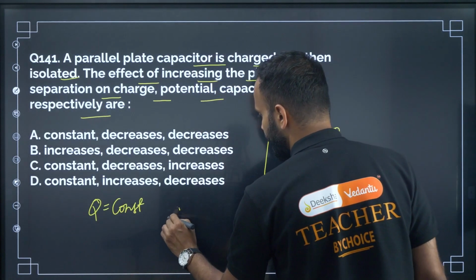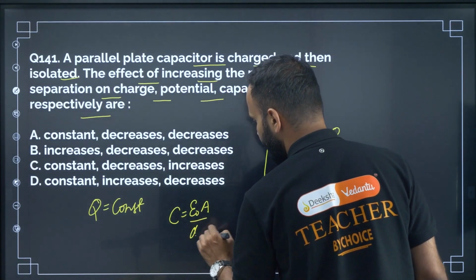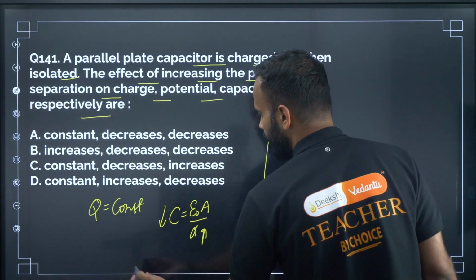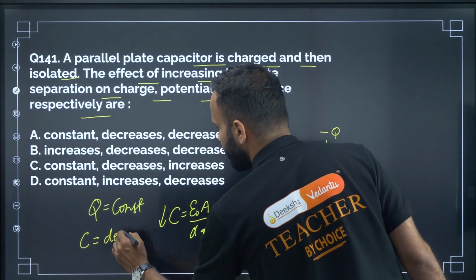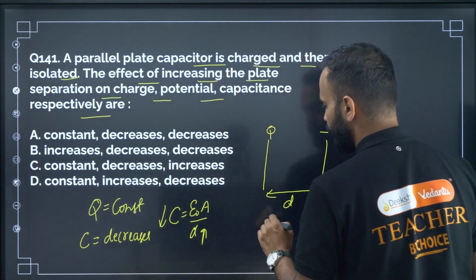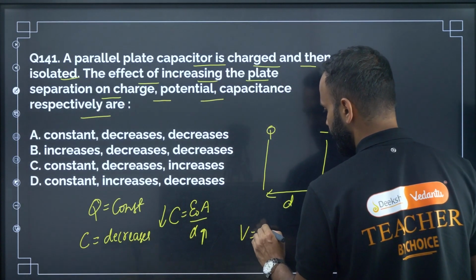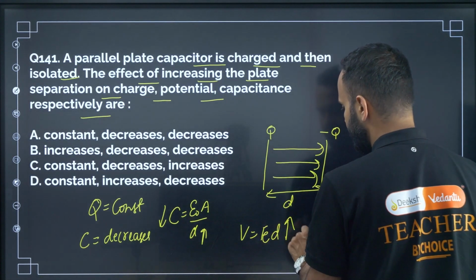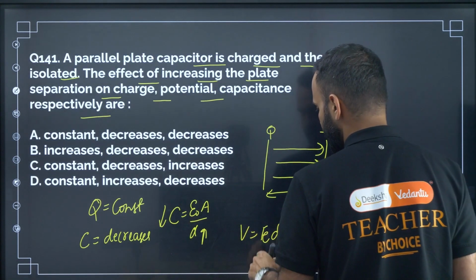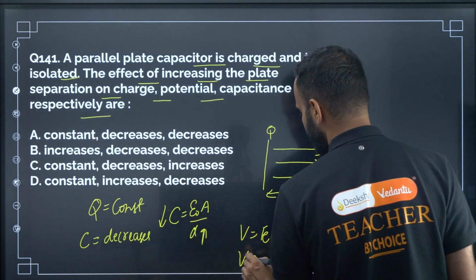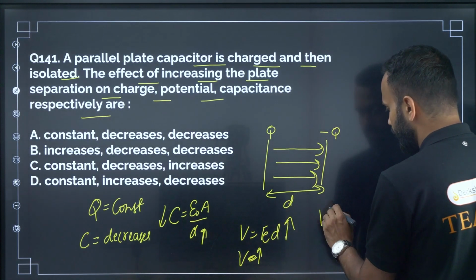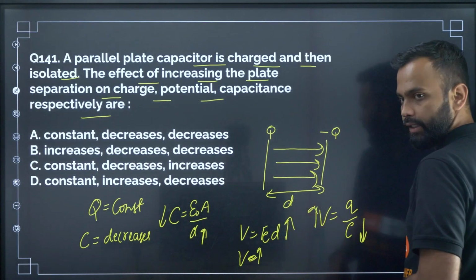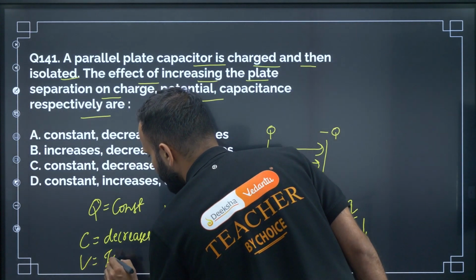Let's see capacitance. Capacitance C equals epsilon naught A divided by D for a parallel plate capacitor. When separation increases, capacitance decreases. Let's see for potential. Here the potential V equals E into D, where E is the electric field between the capacitor. When D increases, potential will also increase. Or you can solve like this: V equals Q divided by C. When C decreases, V will increase, so potential increases.